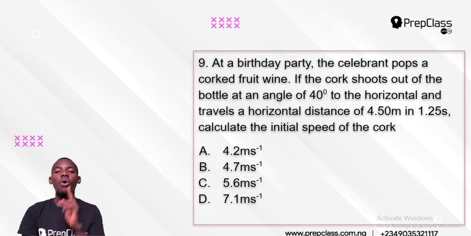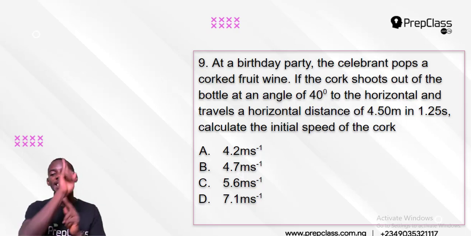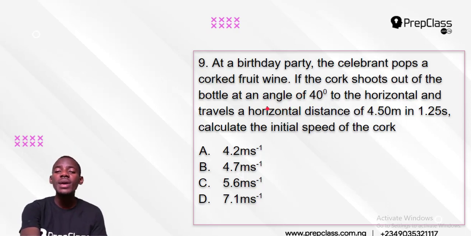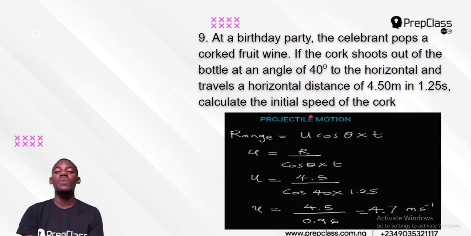Now the cork, that means when the person opened it, boom, it projected like you shoot a bullet. It went up and came down. That is projectile. Now, how do you solve this kind of question? The way you will solve it is to look at the dimension, horizontal distance, and that is range. Horizontal distance is the meaning of range.